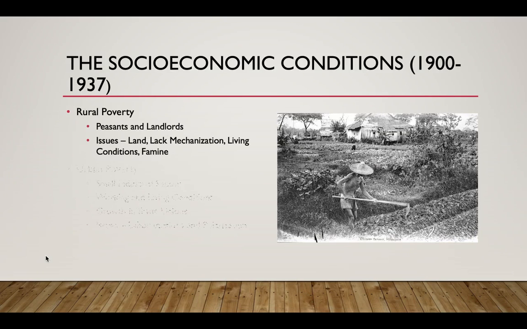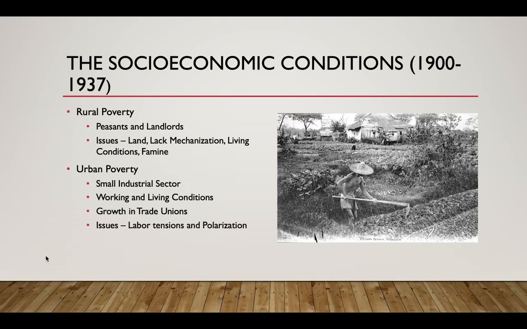Now, when we look at the causes of the Chinese Civil War, one cause that stands out is the socioeconomic conditions. Going into the 20th century, China is an impoverished nation. You will find poverty in the rural and urban parts of China. So when we look at the rural poverty, what is contributing to it, some of the issues that emerge is going to be lack of land, lack of mechanization, the living conditions, and the cycles of famine. There is tension between 2 main groups, peasants and landlords.